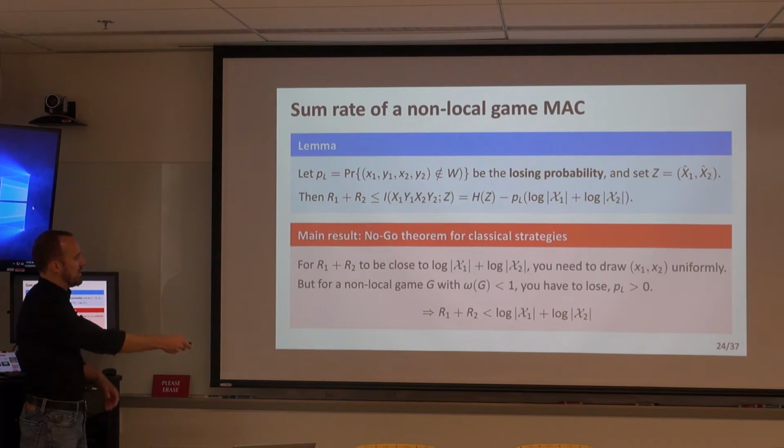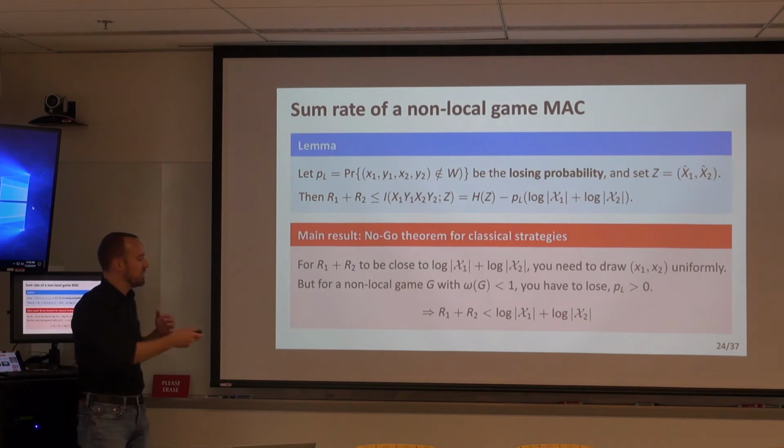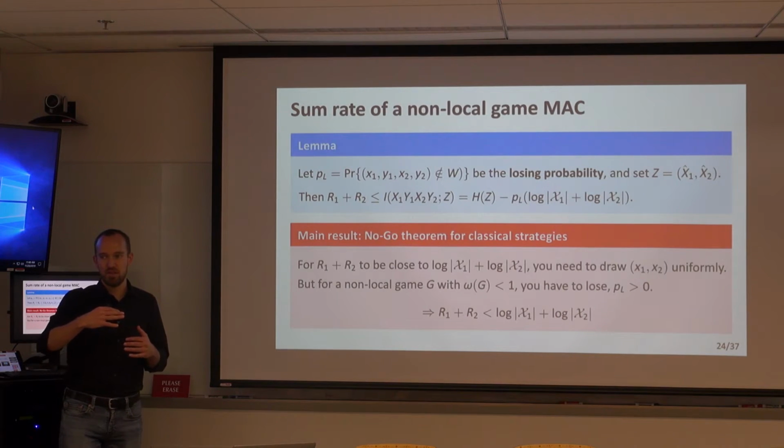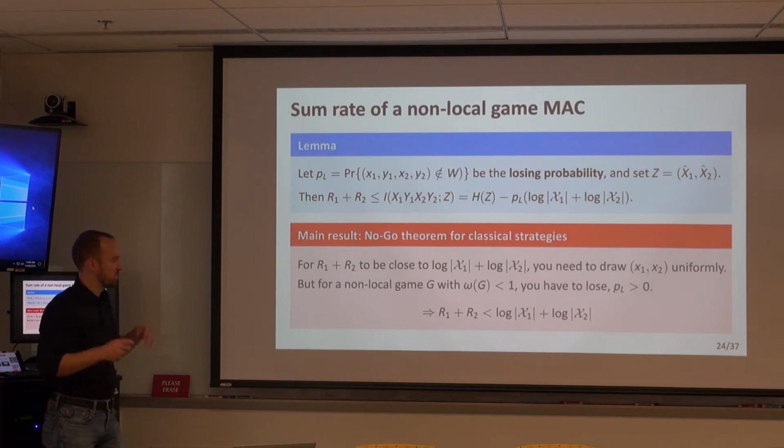And so there's a way to make this trade-off quantitative and say that if I have a non-local game where the classical value is strictly less than 1, then the sum rate is actually bounded away from the maximal value. Okay? And we actually have a quantitative version of this. I just didn't write down the details to make it a bit more accessible.